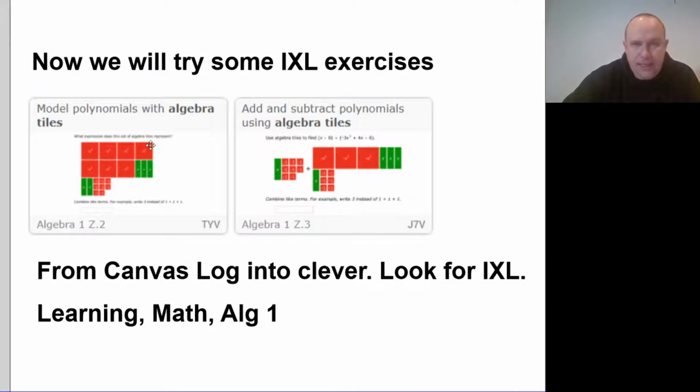And then this is the point in the lesson where we tried some questions from IXL. This year it was Z2 and Z3, and you can access that through Canvas, log in through Clever, scroll down, find IXL, and then from there you can click on Learning, Math, and Algebra 1, and then it'll take you. You can go ahead and select Z2. And you can also go ahead and select Z3.